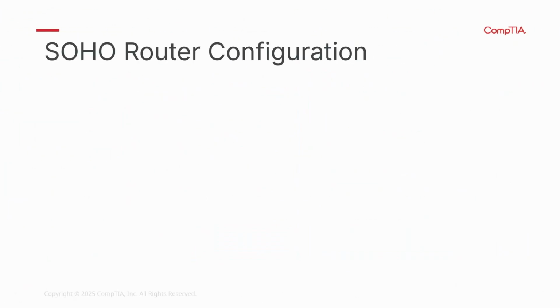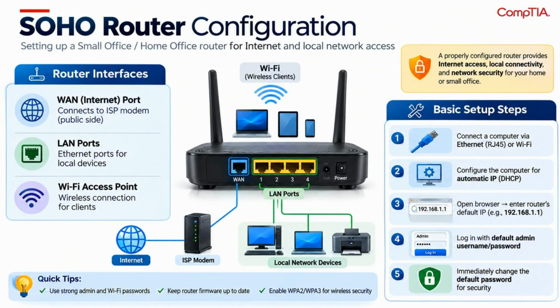A SOHO router has 3 key interfaces: a WAN port connecting to the ISP modem on the public side, LAN ports for local Ethernet devices, and a Wi-Fi access point for wireless clients. Basic setup. Connect to the router via Ethernet or Wi-Fi. Configure the computer for automatic IP through DHCP. Open a browser and enter the router's default IP, often 192.168.1.1, log in with the default admin credentials, and immediately change that default password for security.